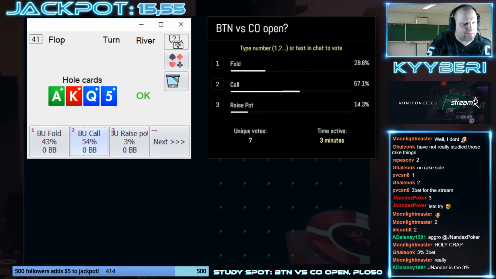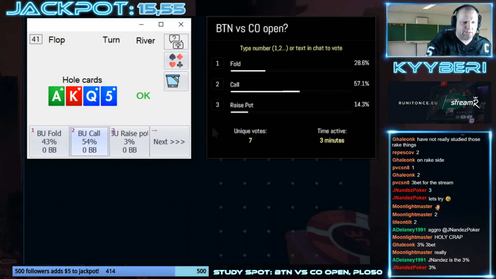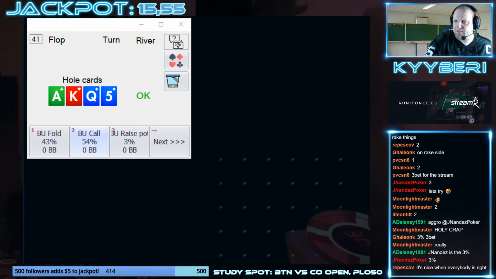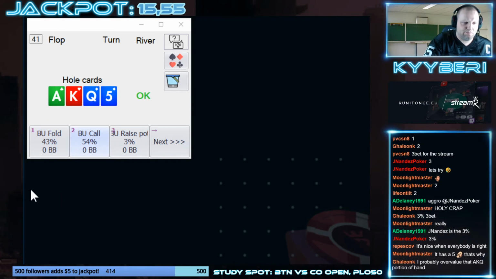This is the second hand today that I just don't get. Why is it fold 43% of the time? Is the queen high suit that bad? Probably. Yeah. Modern solver strategy. Everyone is right. No one is unhappy. Wow. I'm amazed by the number of folds, but yeah, it has a 5, but the 5 is better than 6.